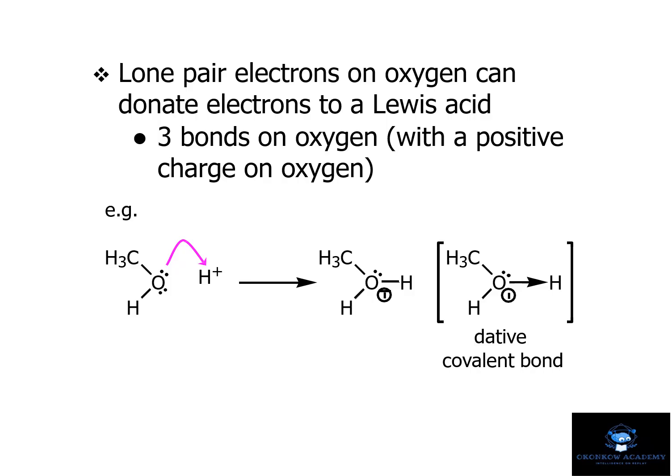However, oxygen can form 3 bonds when it donates its lone pair electrons to a Lewis acid, a concept called a dative covalent bond. When this happens, oxygen carries a positive charge. Look at this example, methanol. Methanol reacts with a proton, and the oxygen accepts H+, forming a positively charged species with three bonds on oxygen. This is completely legitimate as long as the charge is shown.